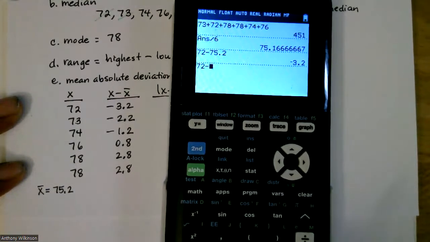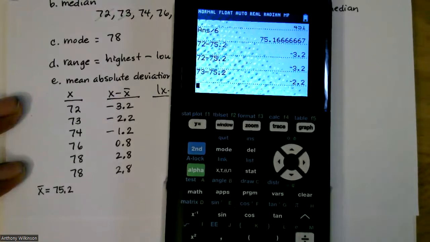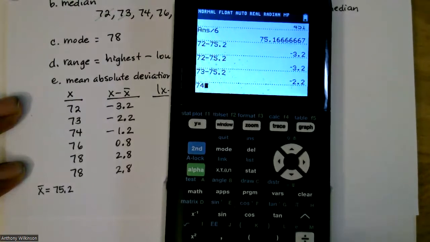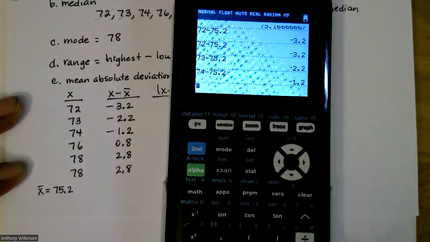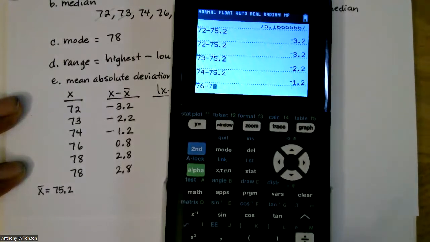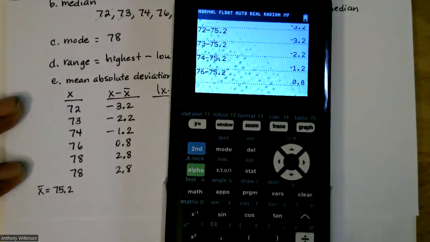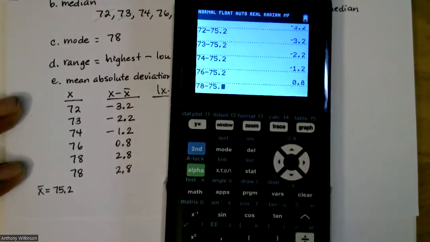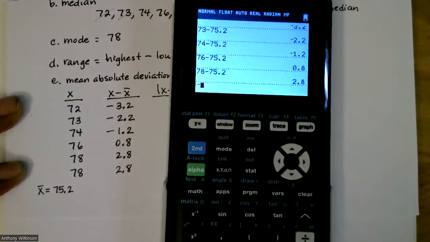72 minus 75.2, which is the mean, is negative 3.2. 73 minus 75.2, that's negative 2.2. 74 minus 75.2, negative 1.2. 76 minus 75.2, 0.8. 78 minus 75.2, 2.8, and 2.8.